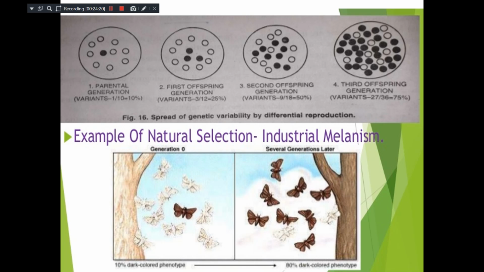Probably I can explain this with the help of one example, that is the Biston betularia. The process is known as industrial melanism.